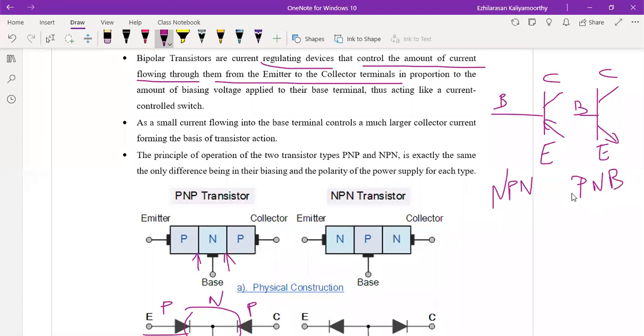Now when it is going to work, very, very important, the base emitter junction must be forward biased. So normally how does it work? You need to apply a small current, some bias voltage over there, and the amount of current flowing from the emitter to collector is proportional to the amount of biasing voltage applied to the base terminal. So you have to apply it here.